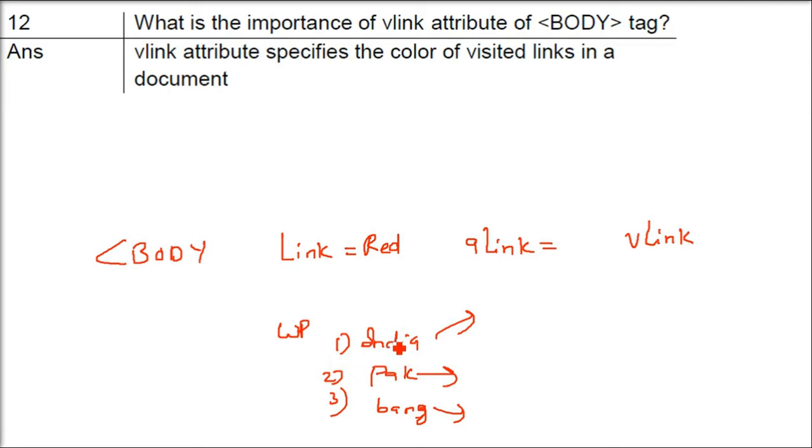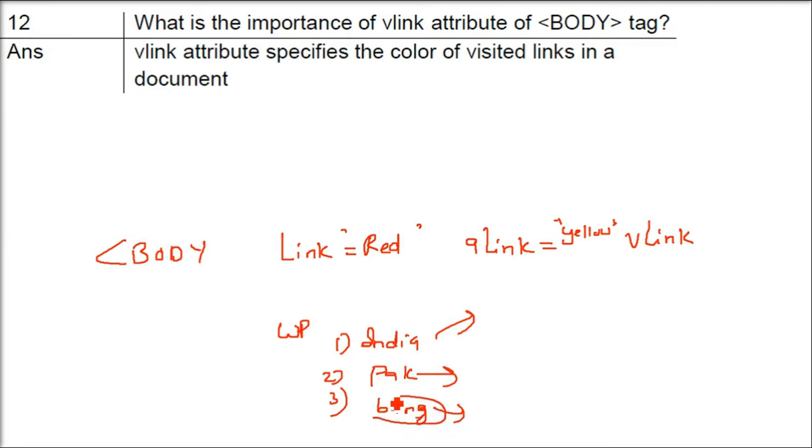Now when you hover the mouse, when you take your mouse and put it over one of the links, you have made it active. You haven't clicked it. Please understand, you haven't clicked it. When you came to Pakistan, it changed into some color, say yellow. You haven't clicked it, but you have activated it. That is alink, the active link.